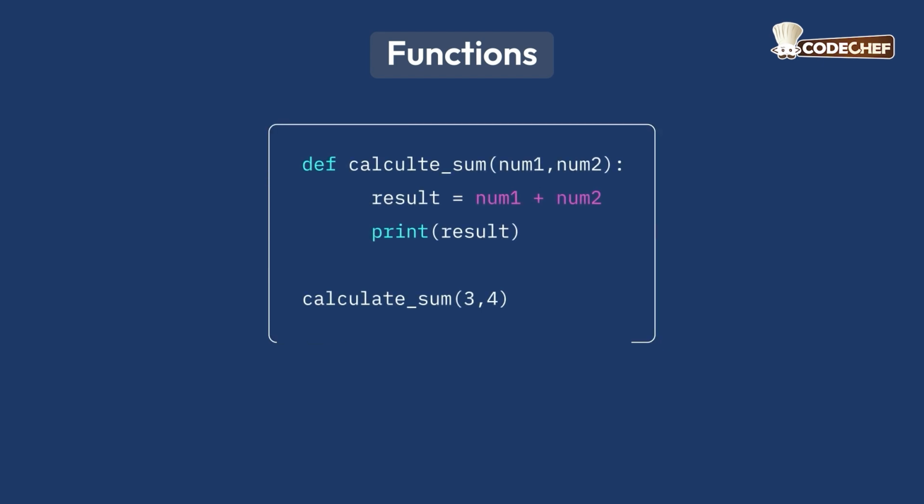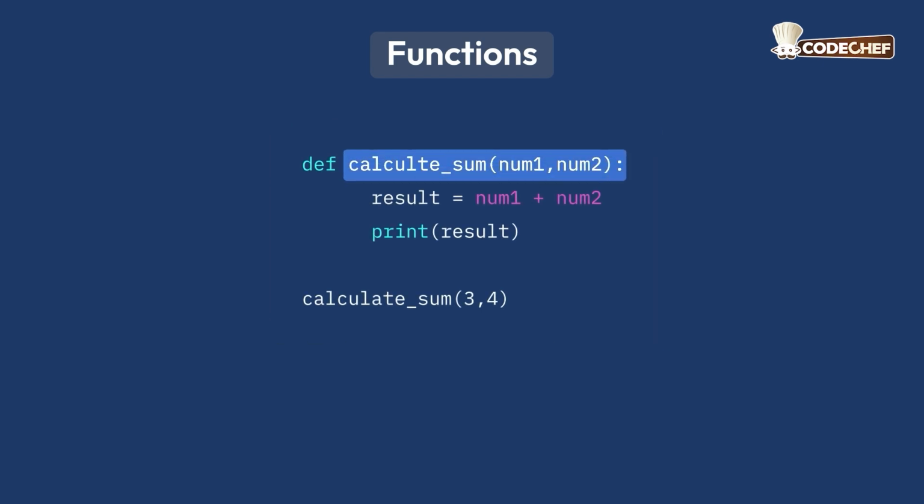Let's look at this code here. We have a function named calculateSum. Inside the function, we add two numbers and print the sum. Now, instead of printing the value, let's return the value.